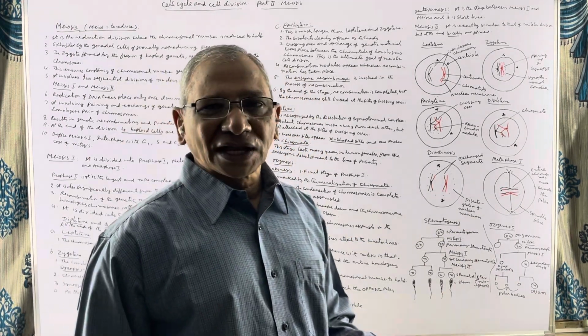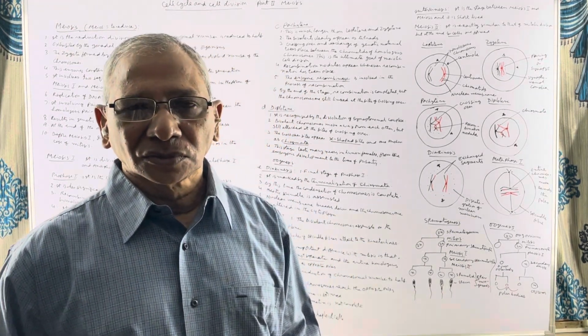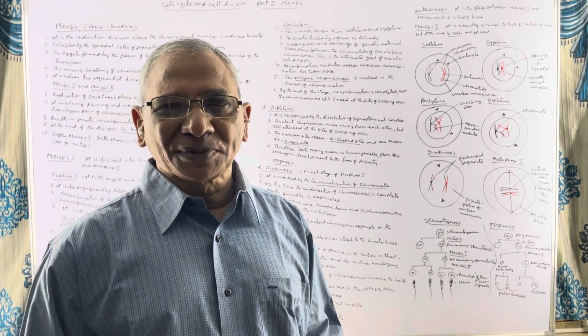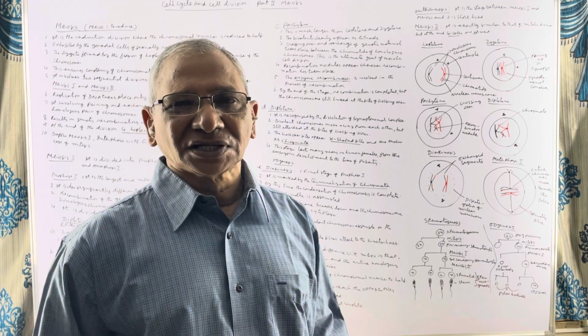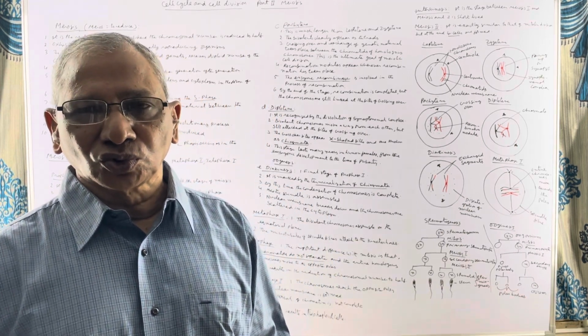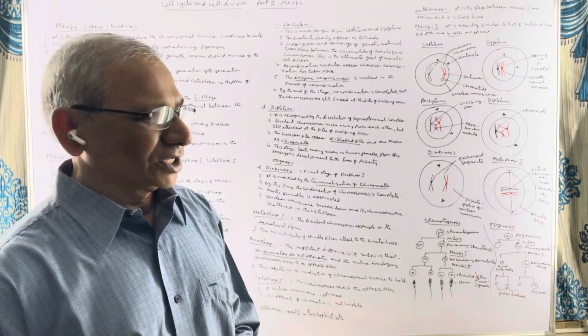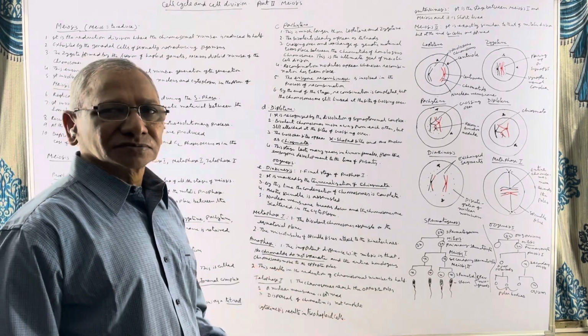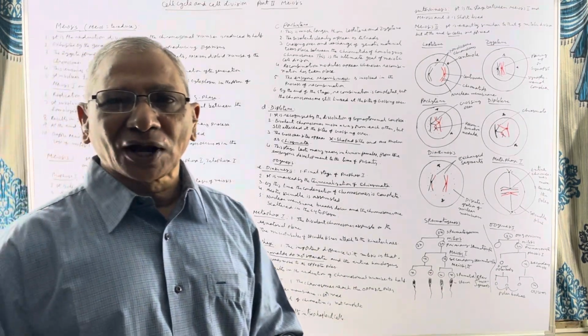Then, during telophase 1, the chromosomes disperse into chromatin, nucleolus appears, nuclear membrane appears, and the cell is divided into two due to cytokinesis. In this way, at the end of meiosis 1, two haploid cells are formed.